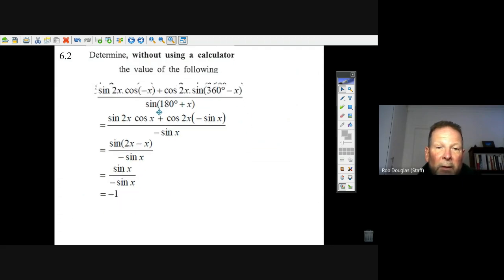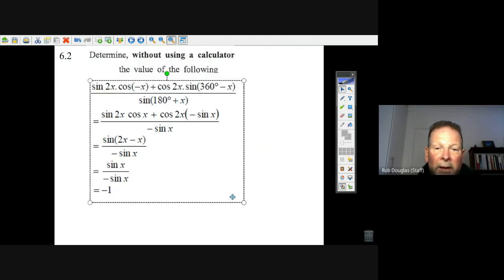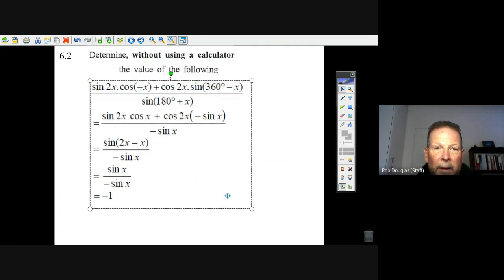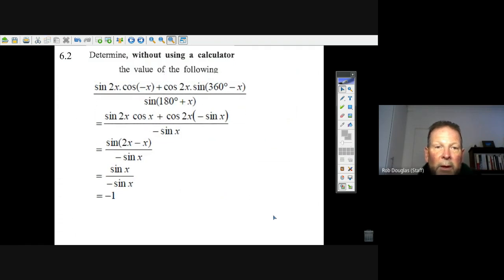Both ways are good. They're both right. It just kind of depends which way. They both work. There's more than one way to do these questions. Okay, that's 6.2, simplifying a trigonometric expression.